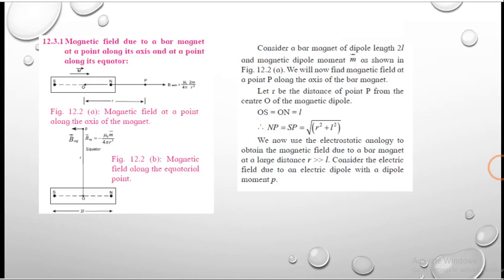We are going to discuss one small equation derivation for magnetic field due to a bar magnet at a point along its axis and at a point along its equator. We are going to consider a bar magnet generally having dipole length 2L, magnetic dipole moment m vector. Now we are going to find out the magnetic field at a point P along the axis of the bar magnet. You can see it over here. We are going to find out the magnetic field at this point P.